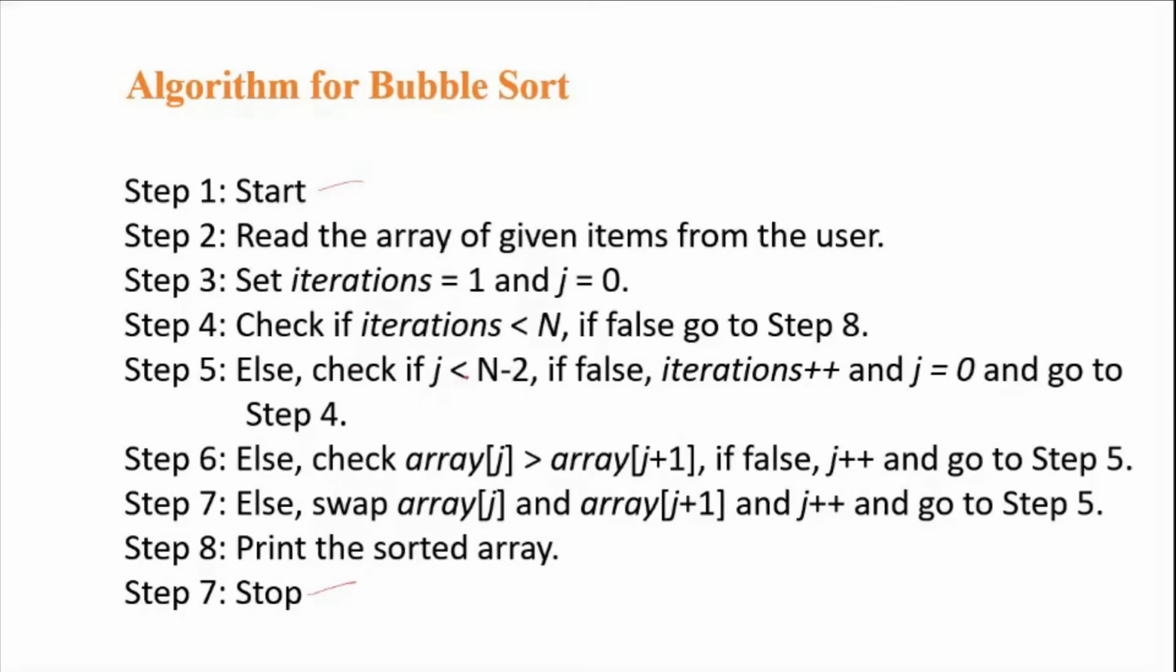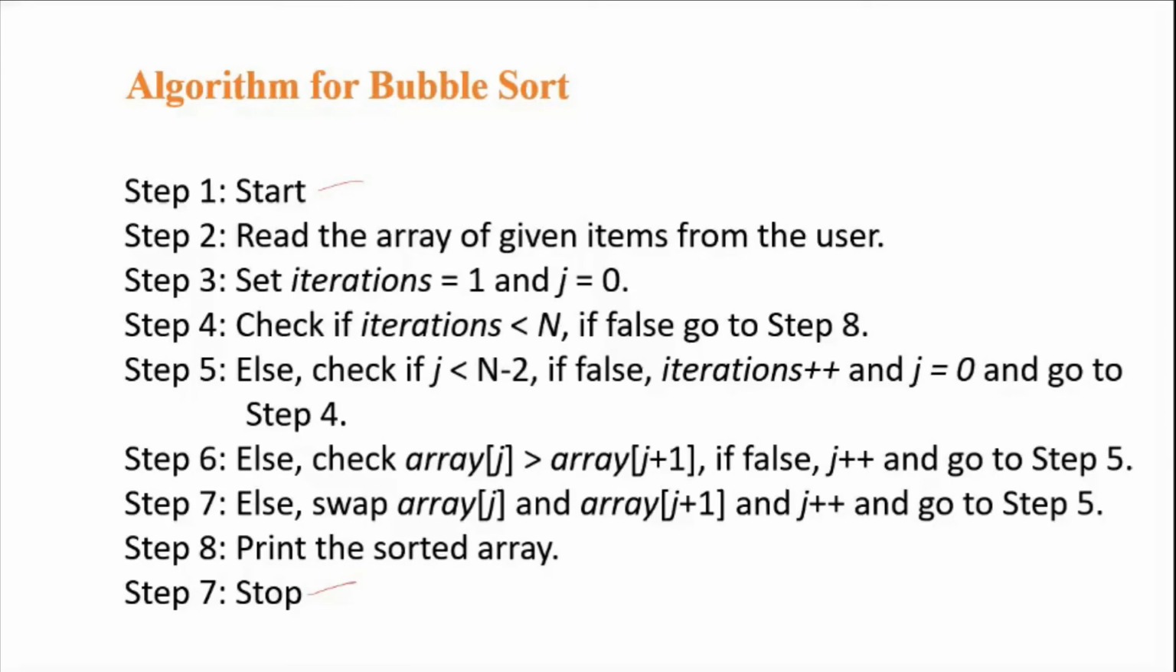Else, if iterations is less than n, in that case we check if j is less than n minus 2. The last number and the previous number are to be checked. That is why n minus 2, because we start with j equal to 0. The index of the maximum number of elements that is possible is n minus 1.